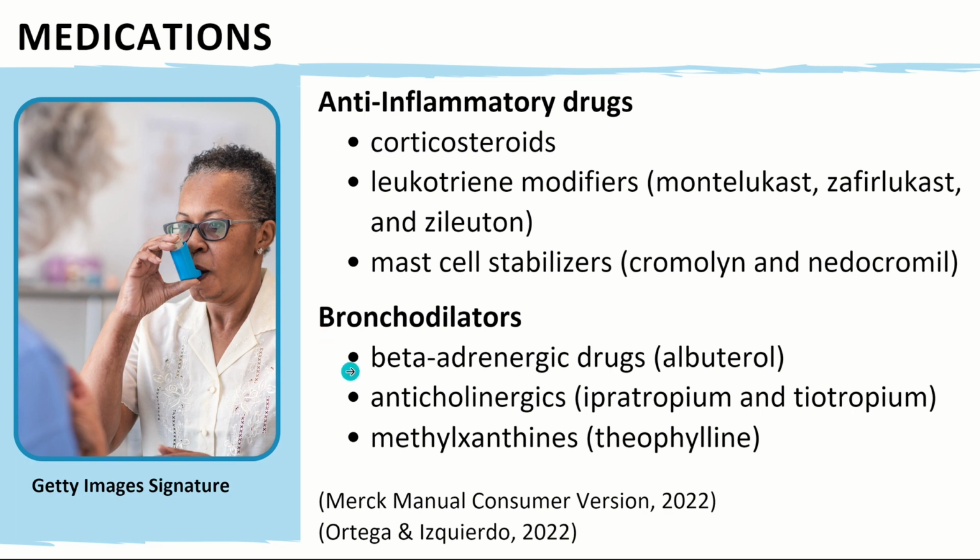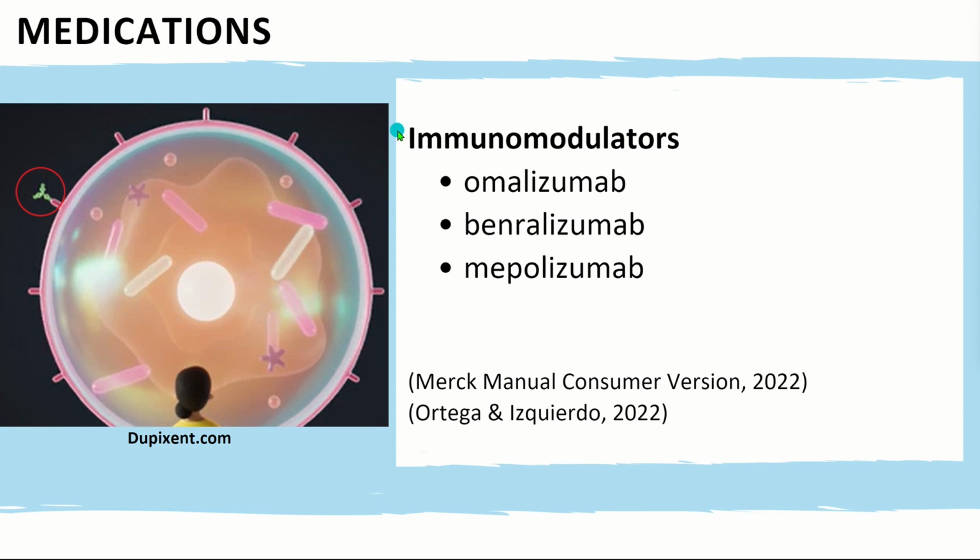Bronchodilators can include beta-adrenergic drugs, anticholinergics, and methylxanthines. In rare cases of severe asthma, immunomodulators are prescribed, like omalizumab, which directly changes the immune system. These prohibit certain substances in the body from causing inflammation.